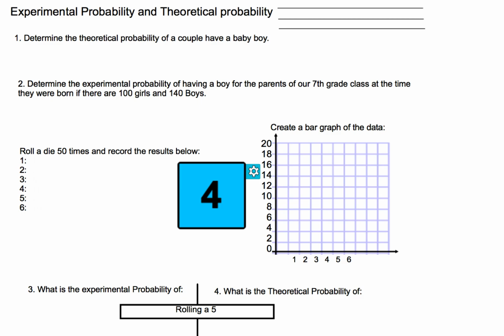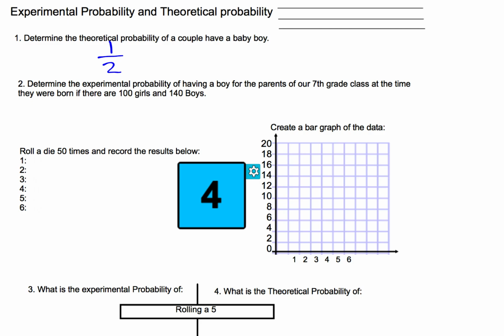Determine the theoretical probability of a couple having a baby boy. Well, theoretically, only two options. One out of the two would be boy. Now, actual data does suggest that it's not 1/2. It's, depending on the country, somewhere between 50 and 55%.